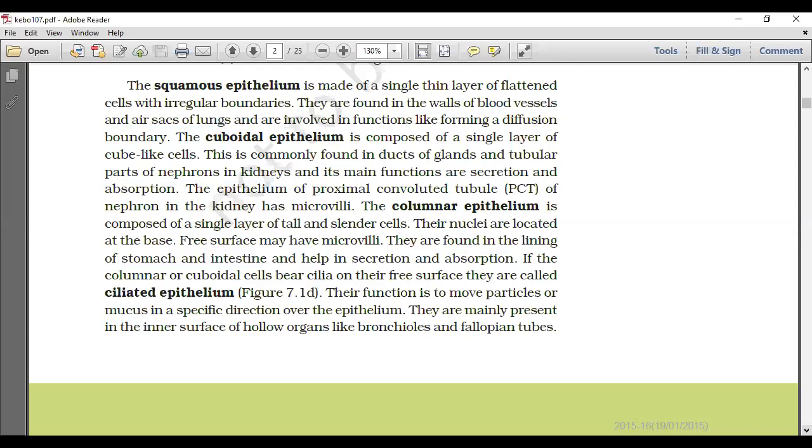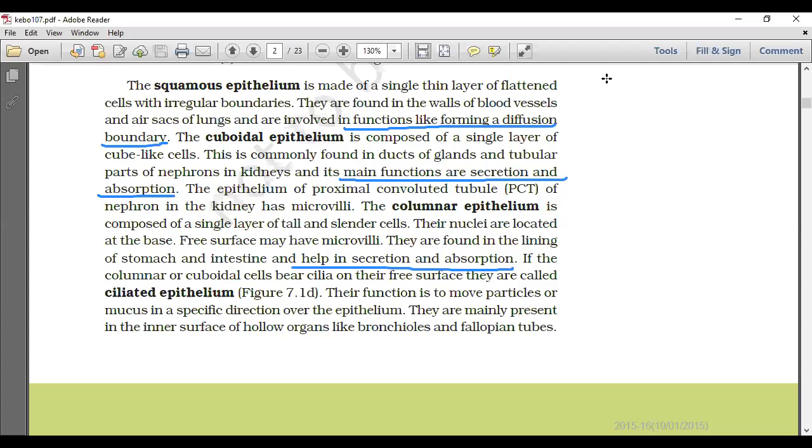Simple squamous epithelium is involved in functions like forming a diffusion boundary. Cuboidal epithelium: the main function is secretion and absorption. The columnar epithelium present in the stomach and intestine helps in secretion and absorption.